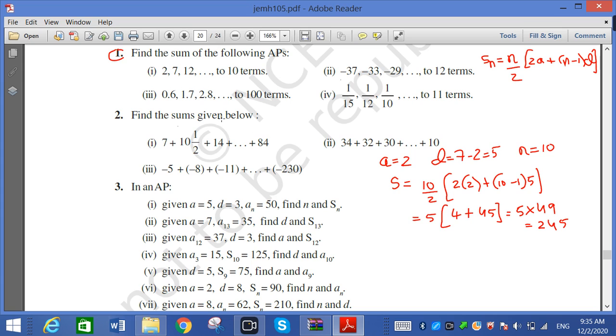Again I will explain what we have to do. Find the sum of the following AP. 2, 7, 12, and so on, up to 10 terms. So what we have to write? N is equal to 10. That is given. So if you write the given, you can also get half marks. So 2 marks male. A is equal to 2. Difference 7 minus 2, that is 5. N is equal to 10. By using S, we can find out 10 by 2, 2 into 2 plus, applying the formula, we can get 245.